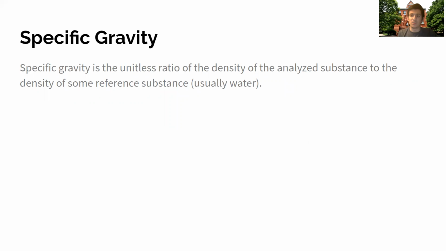Now, what's a little bit more confusing, but not all too confusing when you get down to it, is the idea of specific gravity. Specific gravity is the unitless ratio of the density of the analyzed substance to the density of some reference substance, usually water. So what do we mean by analyzed substance and reference substance? Let's take a look at the equation first to get a grasp of things.